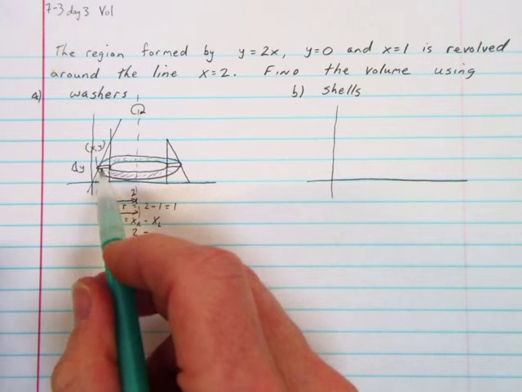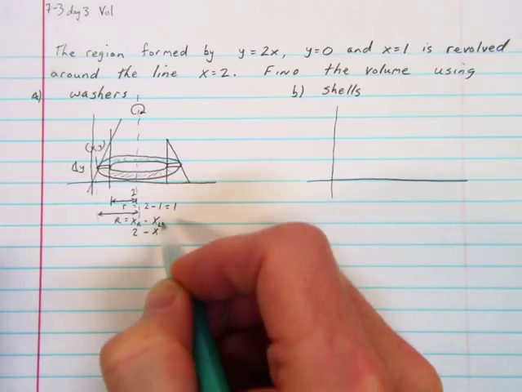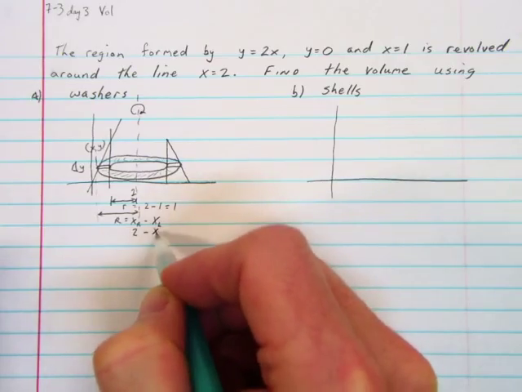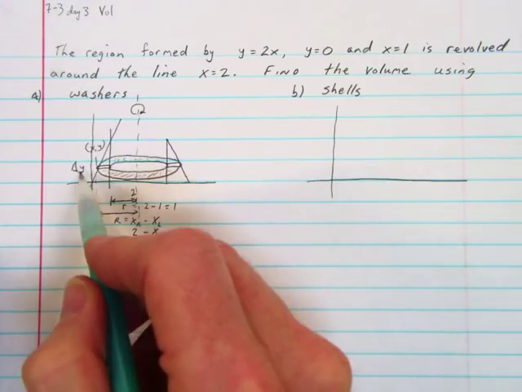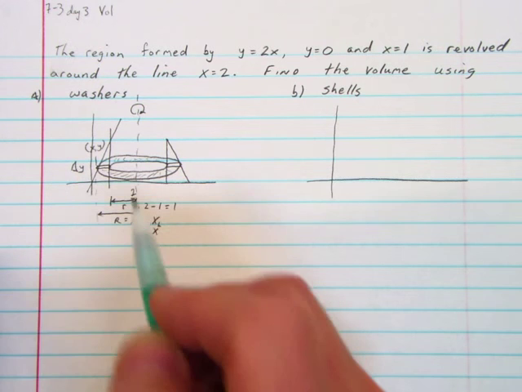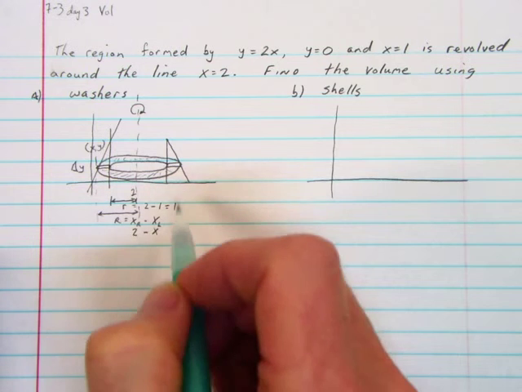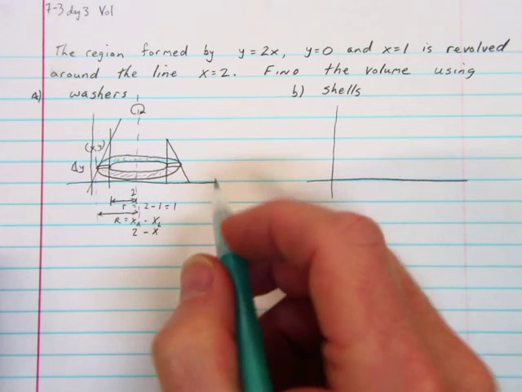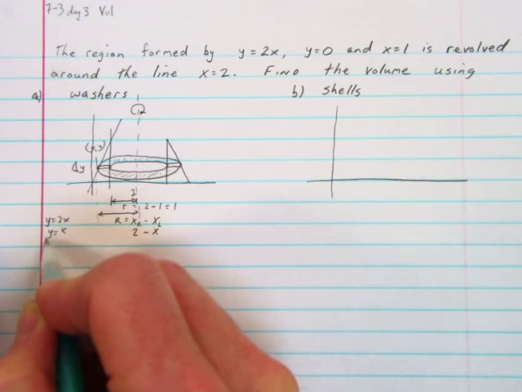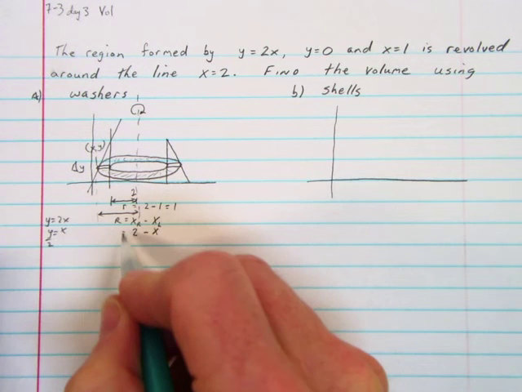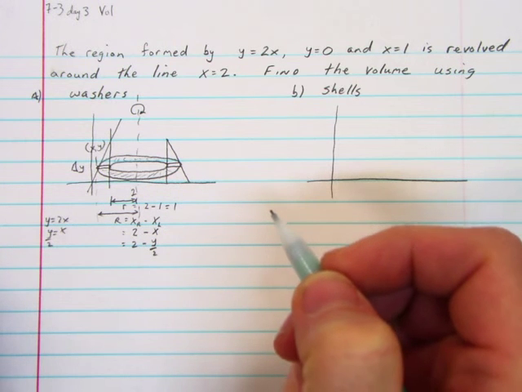The left x value, we could say at first, is just x, but what is that? Are we allowed to leave it in terms of x? No, because as soon as we label this as delta y, we know that this integral is going to have to be in terms of y. So what is x equal? Well, we have here that y equals 2x, so x is y over 2. So this outer radius will be 2 minus y over 2.